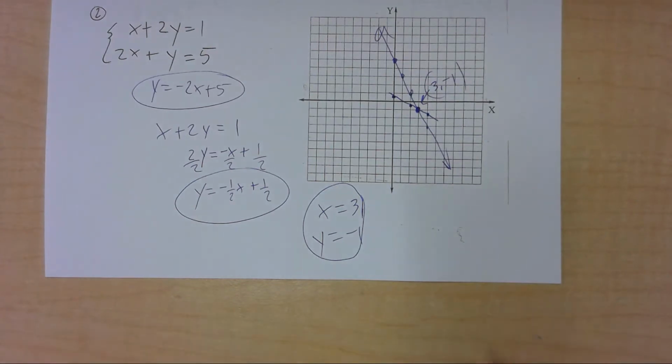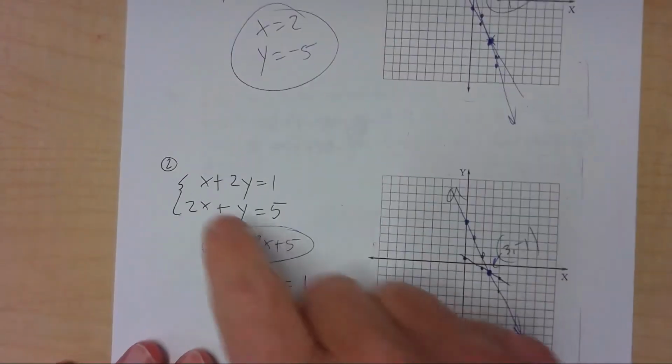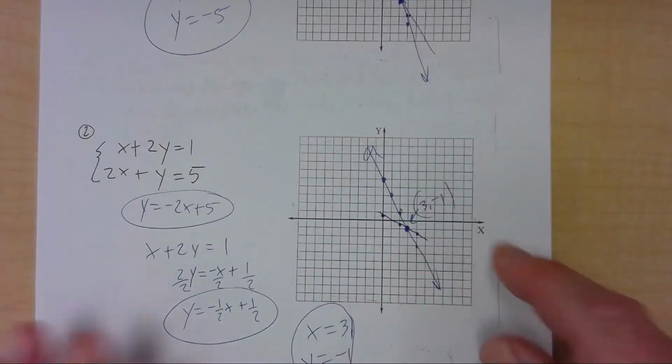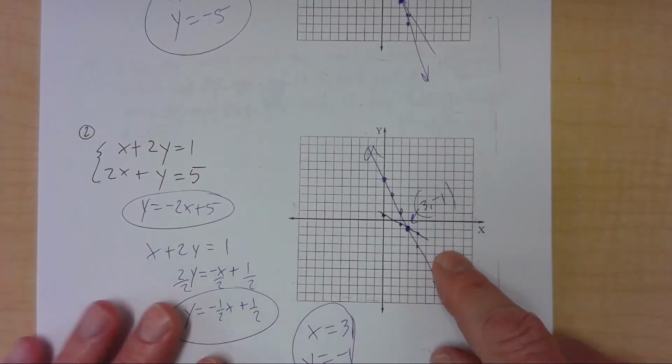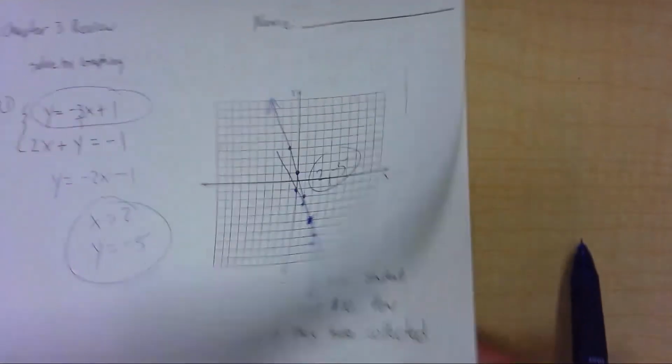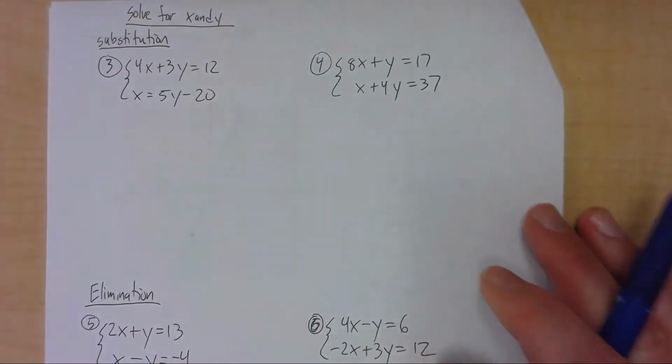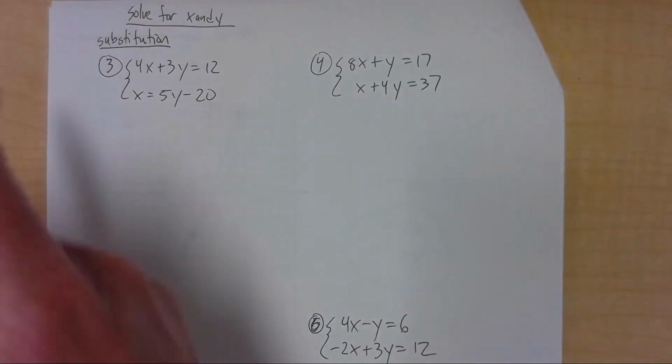So the deal is you're looking for a point, an xy that works in both equations. And you can find that by graphing the two lines and seeing where they intersect, or the other methods. The other methods are substitution and elimination. And we're going to do substitution first here.